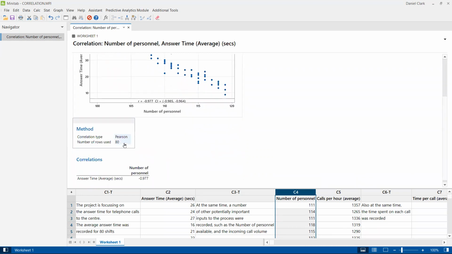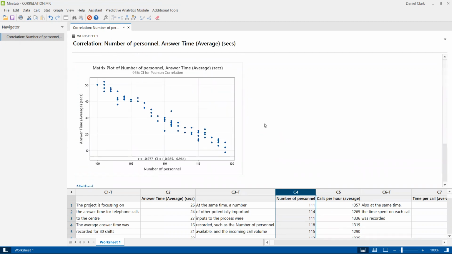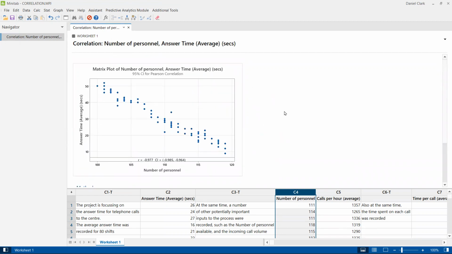Tells you how many rows used, and then it gives us that Pearson's R right there. We proposed a hypothesis that there was a relationship between number of personnel and the answer time. We don't get a p-value by default. This is one of the more strange changes, I think, in Minitab in recent years.